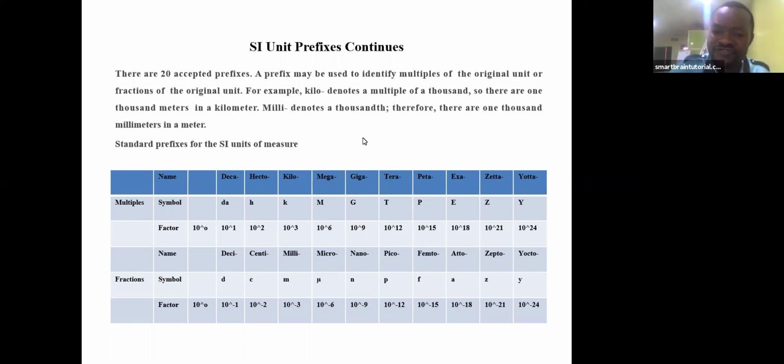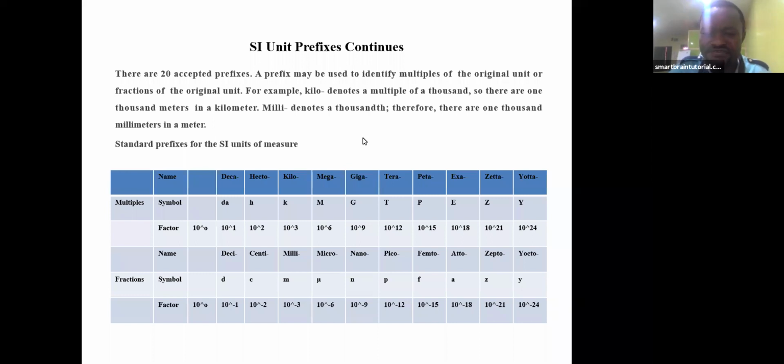So it's used for very smaller quantity measurement. And that is why the aspect of engineering and technology that deals with very smaller quantities is referred to as nanotechnology.